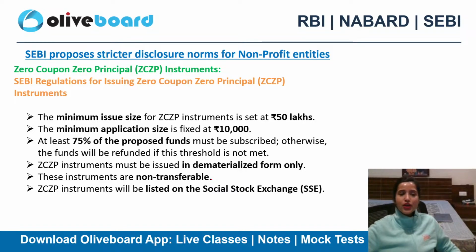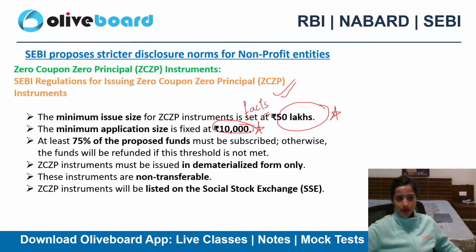Now, what are SEBI regulations for issuing zero coupon, zero principal instruments? This is also very important. What is the criteria? The minimum issue size of these instruments is set at 50 lakhs. So what is the minimum issue size? 50 lakhs. Right? Minimum application size is rupees 10,000. You have to remember these facts. You might be asked questions from here.